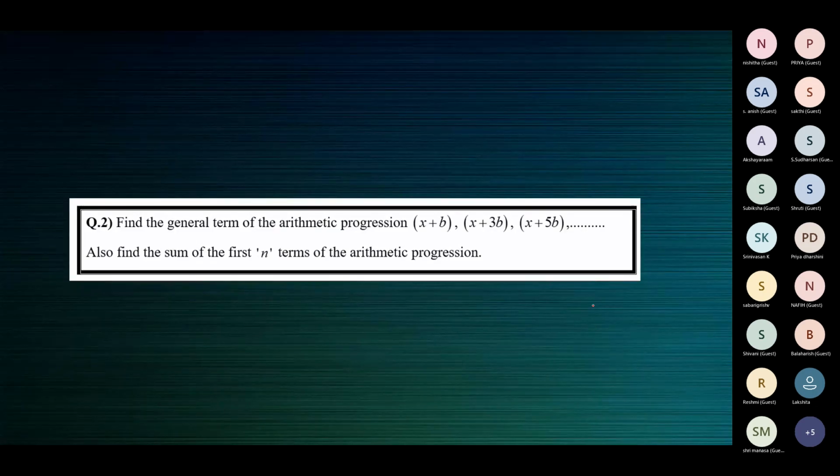All right, children. Find the general term of the arithmetic progression. You can see the arithmetic progression there. Also find the sum of the first n terms of the arithmetic progression. Yeah, find the general term, children. What is the general term? Ma'am, I have got X plus 2B and minus B, ma'am.